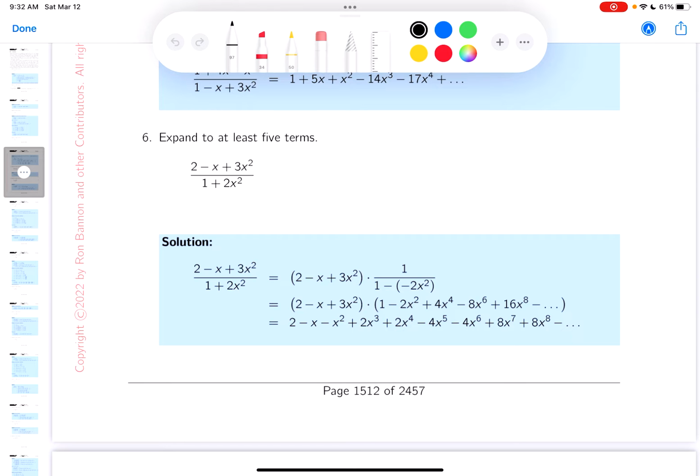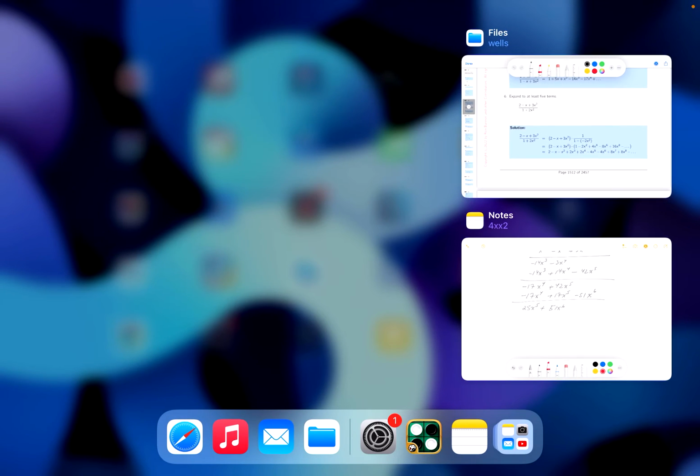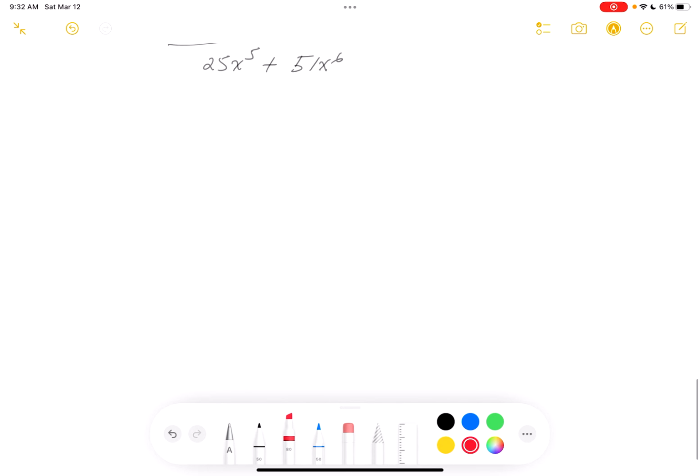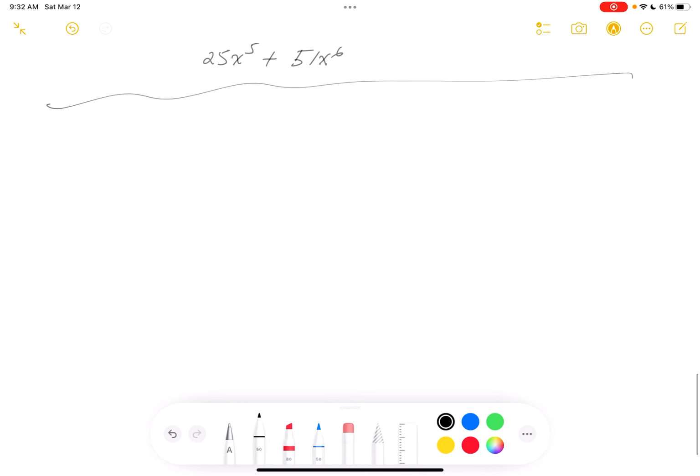So let me go to the whiteboard and do the pattern, all right? Push this up, and let's write this down. And the problem is, let's see what the problem is. It's 2 minus x plus 3x squared. And they're dividing this by 1 plus 2x squared.